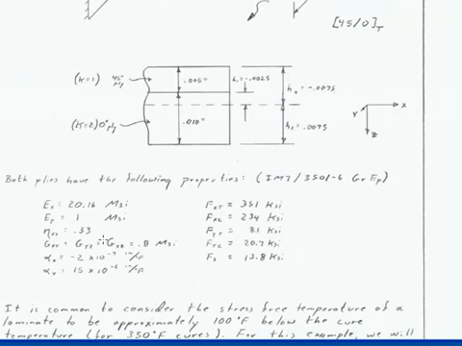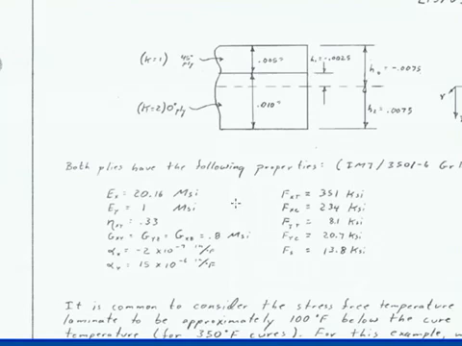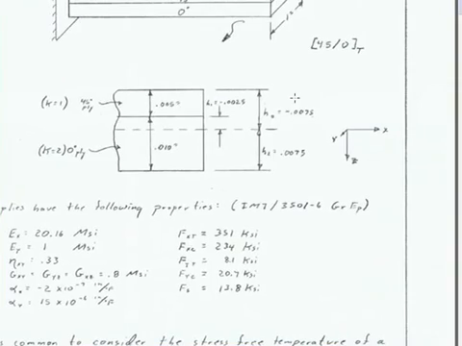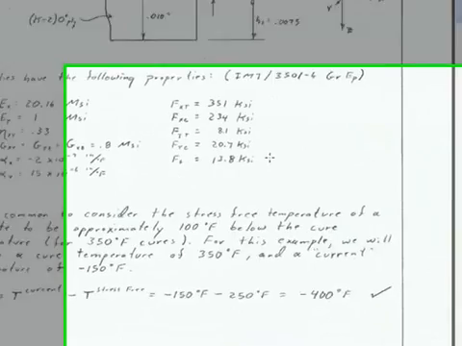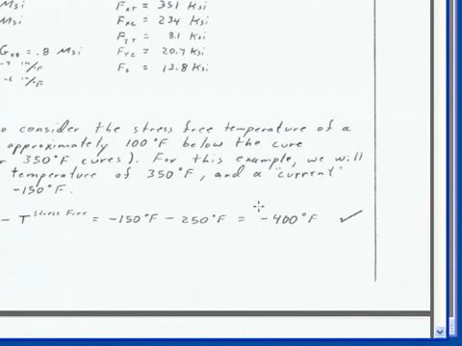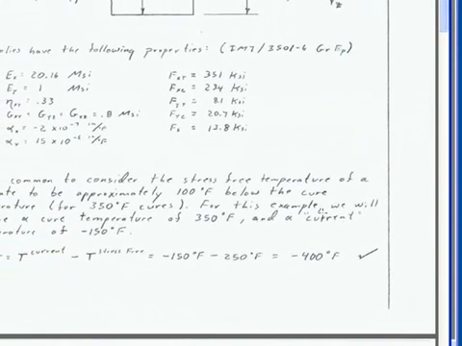We're going to use ply properties as we see here, roughly IM7/3501-6, and I've already entered these material properties into a laminate, lamina, and we'll be using those properties to develop this laminate and look at the response at a total delta T of minus 400 degrees F.